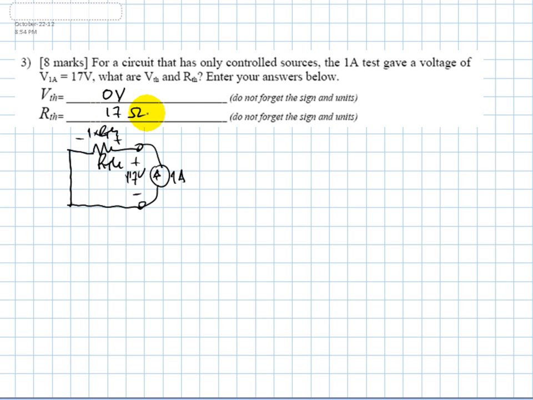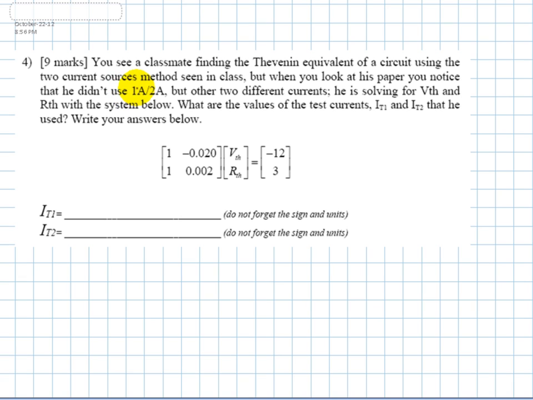The last question of the exam says, if you see a classmate doing his homework and finding the Thevenin equivalent of a circuit using the two current sources method as seen in class, but when you look at his paper, you notice that he didn't use 1 amp, 2 amp. No, he used two other different current values. He is solving for VTH and RTH with the system below. If that is so, what are the values of the test currents IT1 and IT2 that he used? Write your answers below.